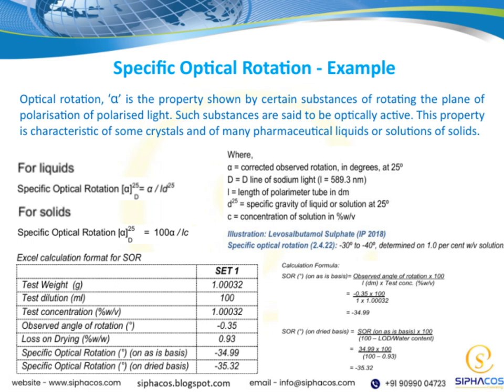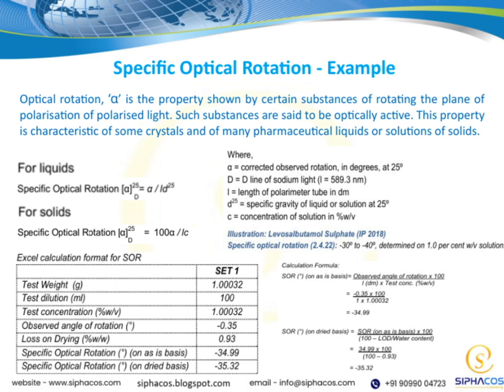Now, a specific concept related to this is the specific optical rotation. For example, when we measure how much a substance rotates the plane of polarized light at a particular temperature and wavelength, we get its specific optical rotation. This measurement is crucial because it allows us to compare different substances and their optical activities in a standardized way.